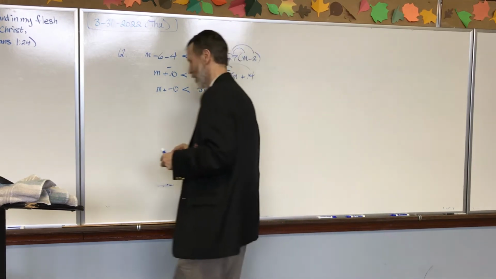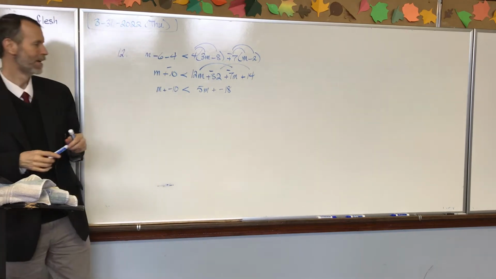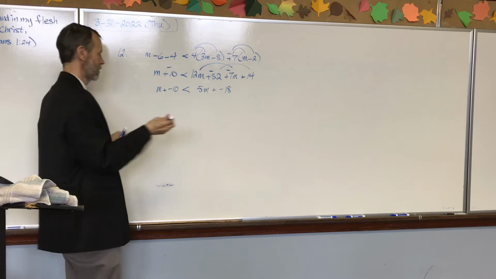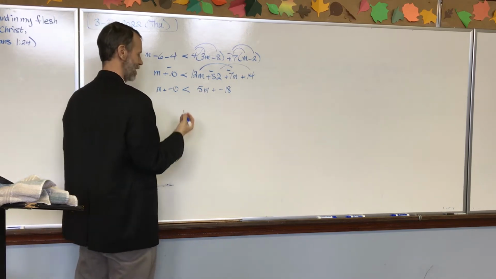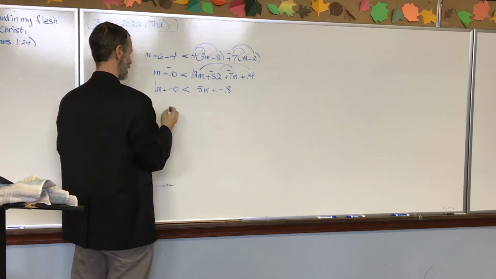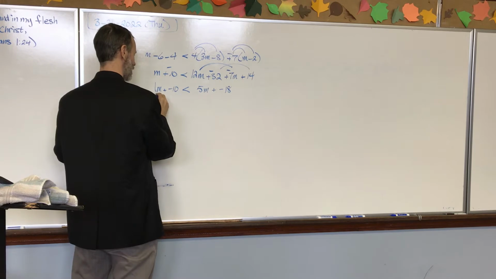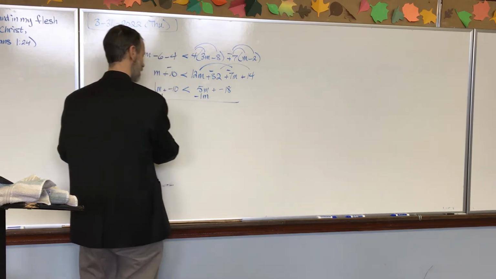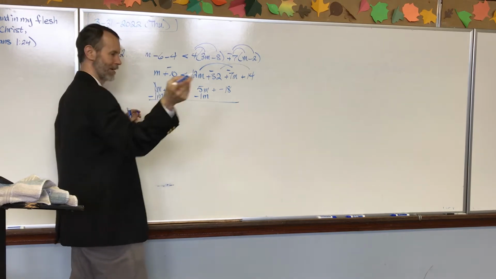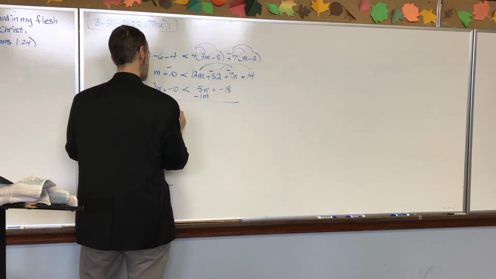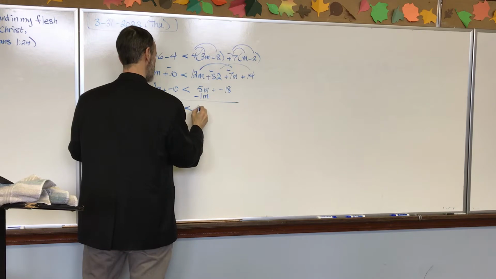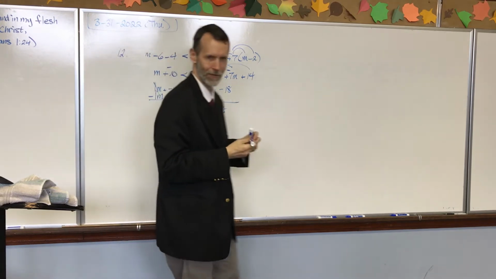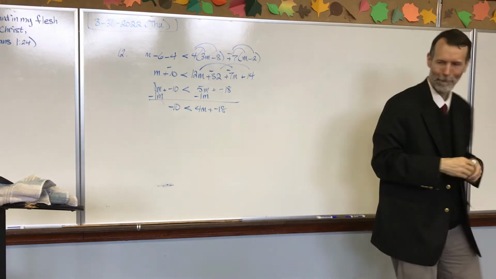What do you do if you have m's on both sides? You can subtract it from the side. Which one do you want to subtract? Draw the one on the left. Sure. So you subtract 1m, or just m. Does that flip the sign? No, subtracting never does. So what do you get? -10 is less than 4m plus -18. Correct.